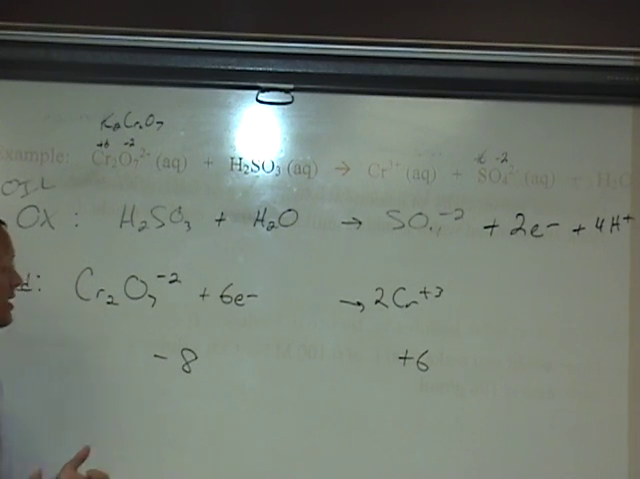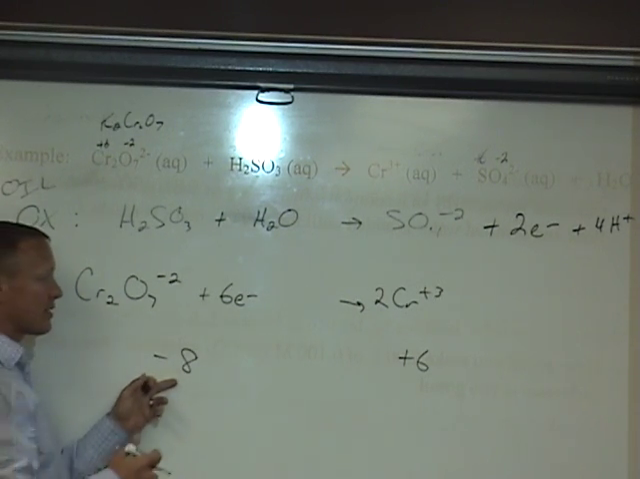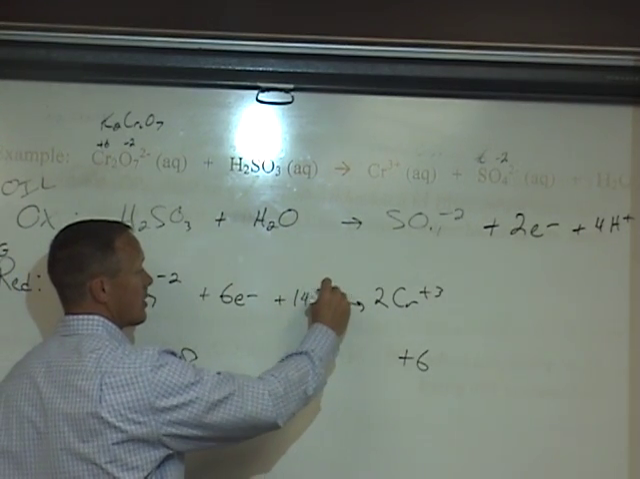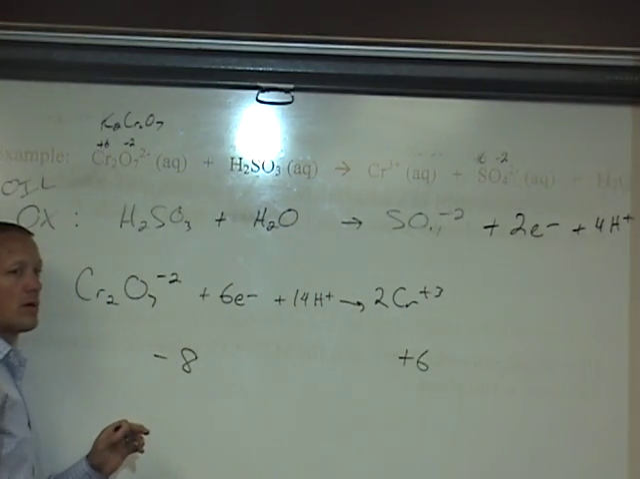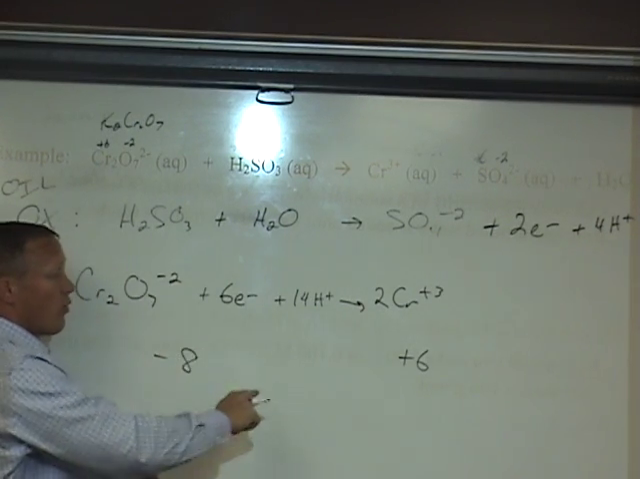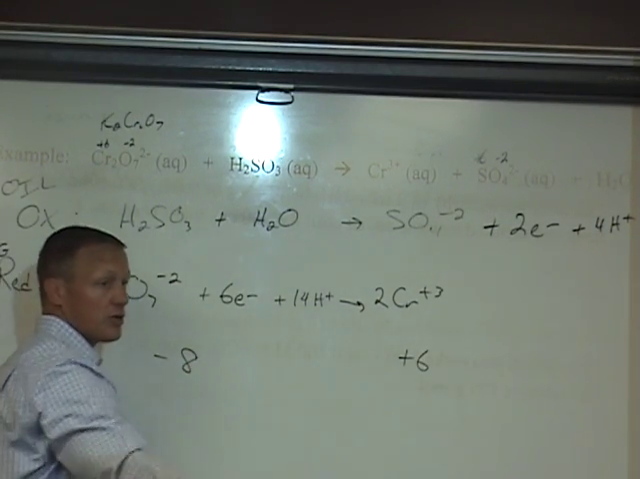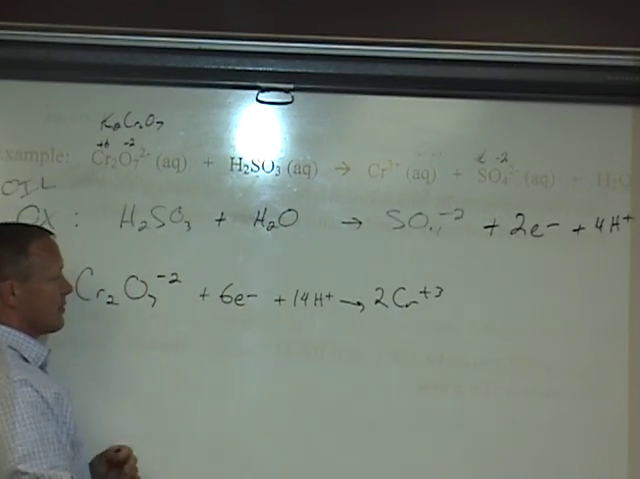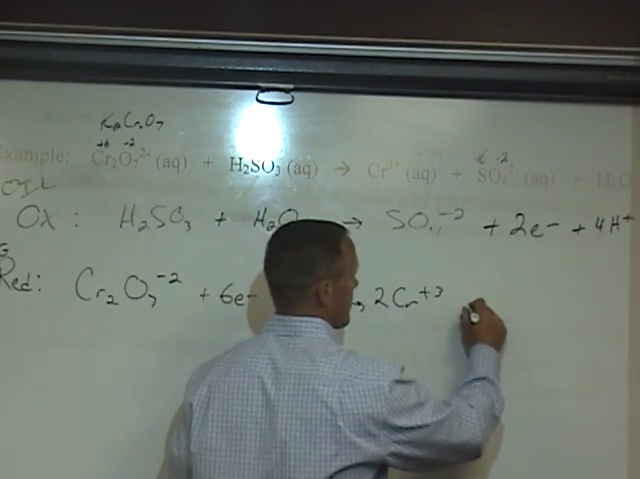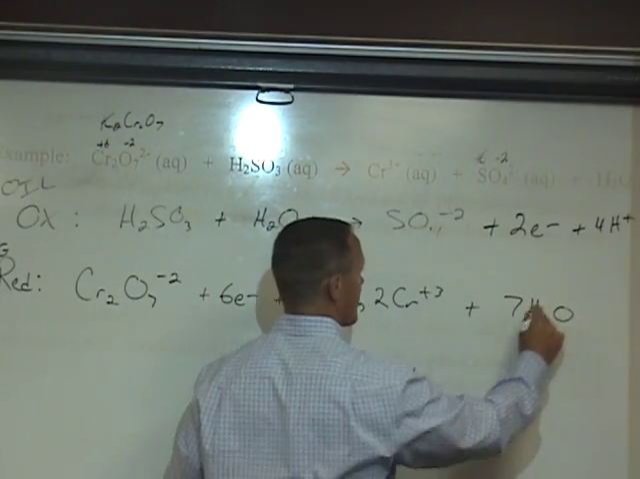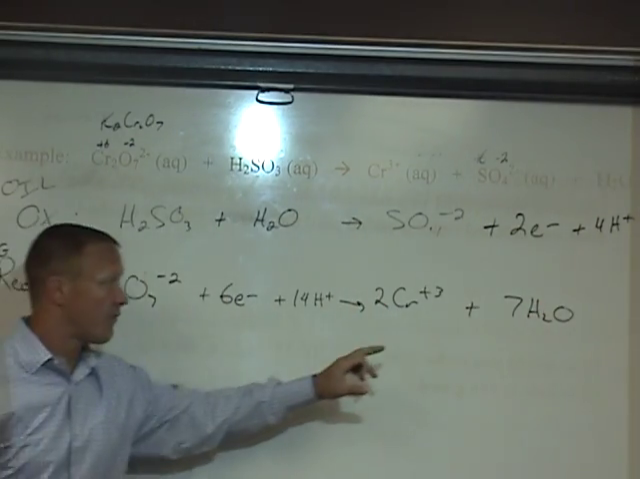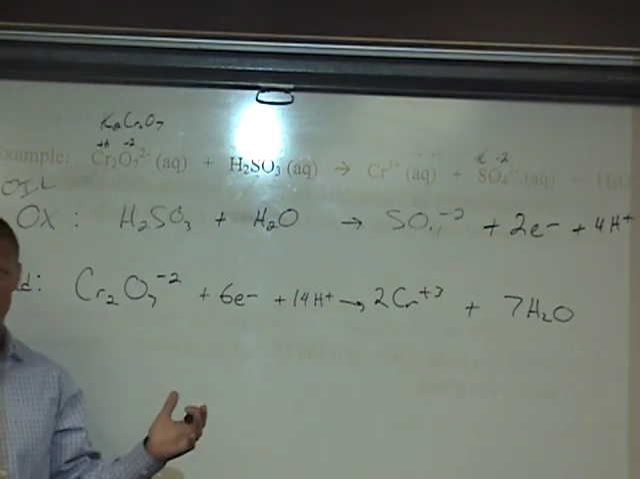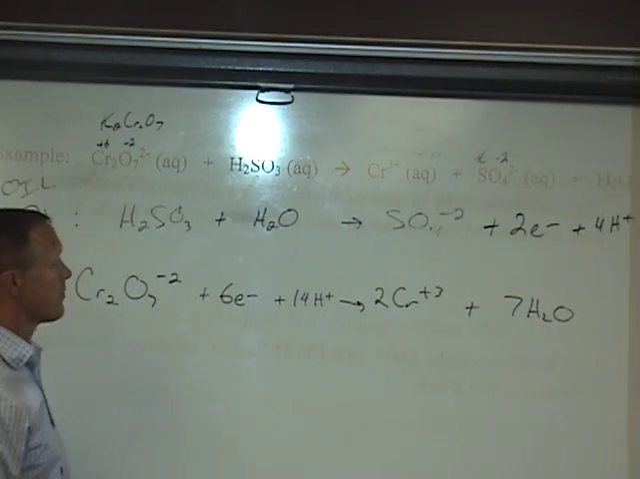So we need to add hydrogens to this side. How many of them? 14 hydrogens. Because that now gives us a +6 overall charge here and a +6 overall charge there. Now we added what? Waters. Okay, and then we can tell if we did things right pretty quickly here. Adding 7 waters, which gives us 14 hydrogens with our 14 hydrogens there, 7 oxygens, there's 7 oxygens, so we can tell we probably did things right based on that.